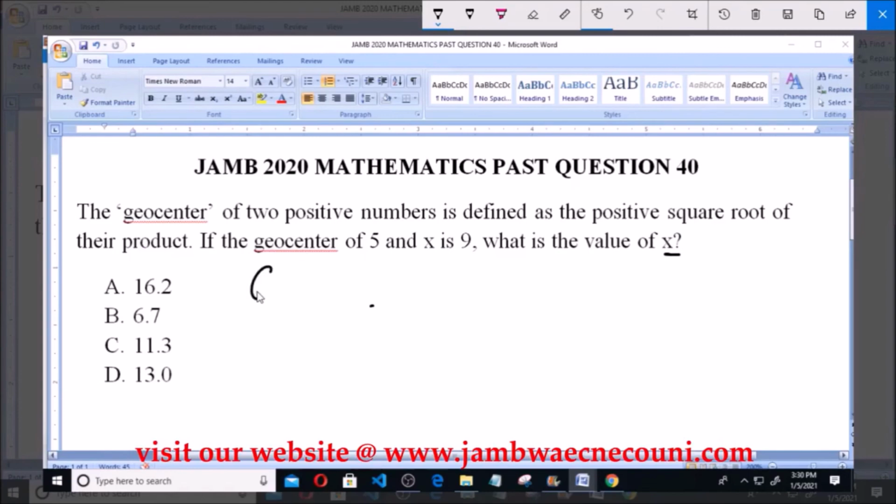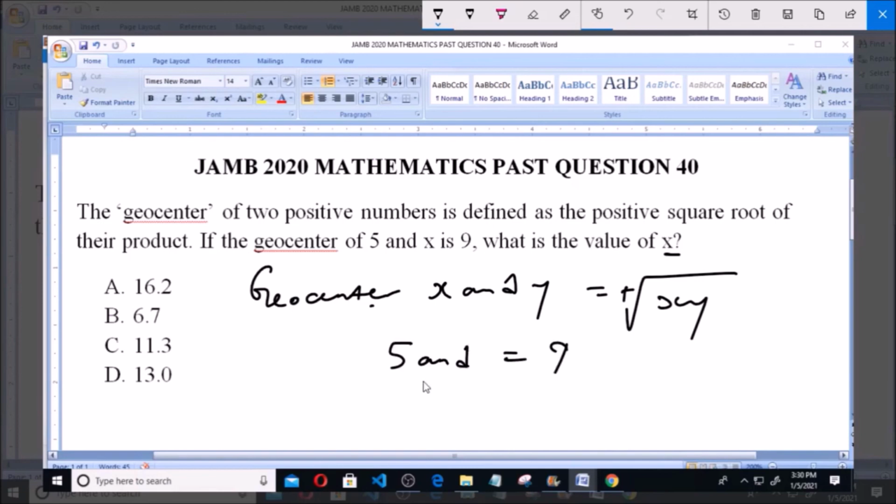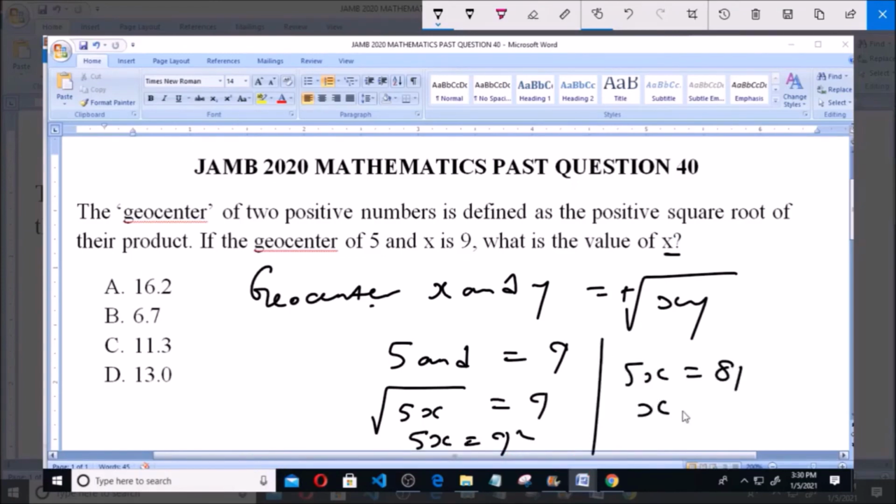Now it is said that the joint center of two positive values, let's assume we have x and y. Now, the joint center of these two positive numbers is given as the positive square root of their product, xy. Now it is given that the joint center of 5 and x is equal to 9. It simply implies that the positive square root of 5x is equal to 9. Now from this we can say 5x is equal to 9 squared, meaning that 5x is equal to 81. So therefore x is equal to 81 all over 5, which is equal to 16.2. So the value of x is 16.2, which is option A.